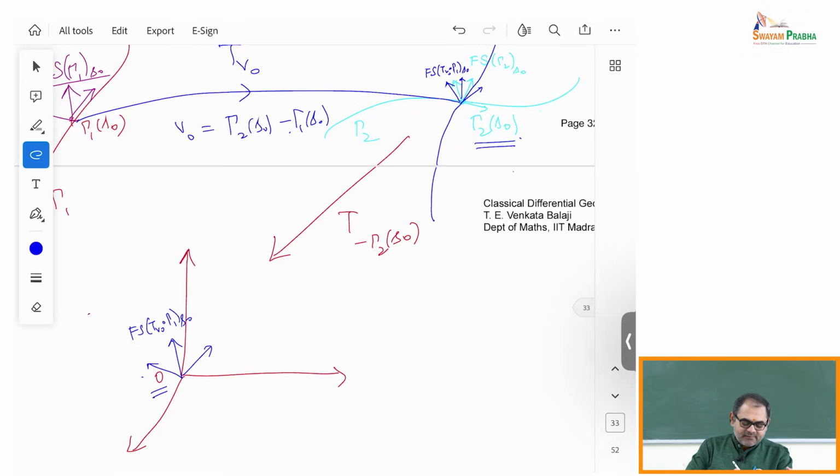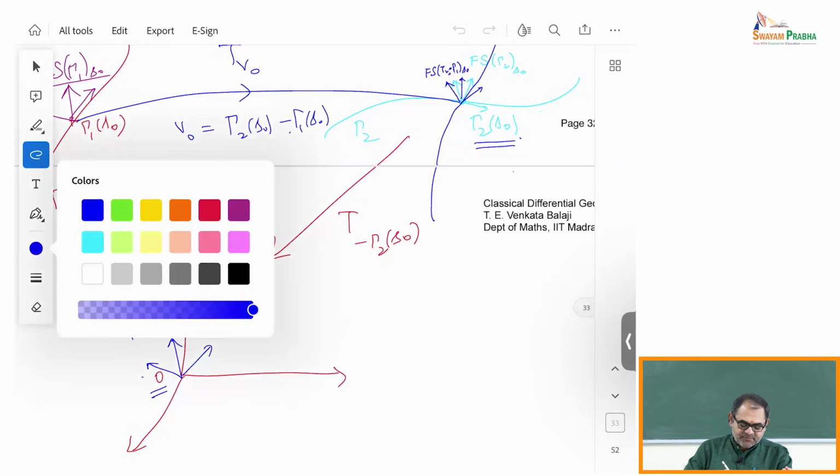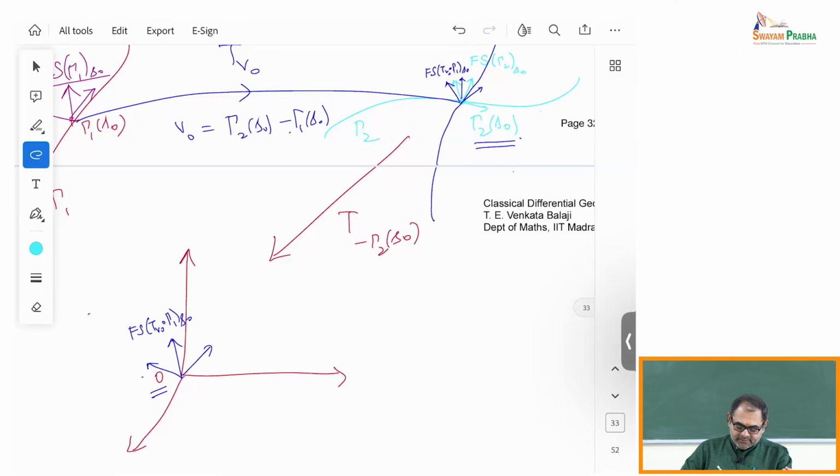Then the Frenet-Serret frame of gamma 2, let us draw that also side by side. So here I have again this light blue thing, and this is the Frenet-Serret frame of gamma 2 at S naught. Now both of these frames are having their tails based at the origin. So there is a G which moves this to that. You see, there is a G which goes here. So G is an oriented rotation.